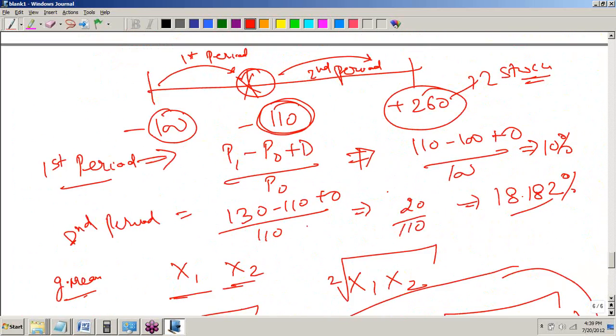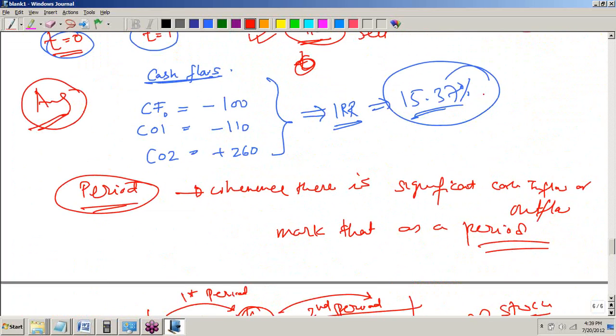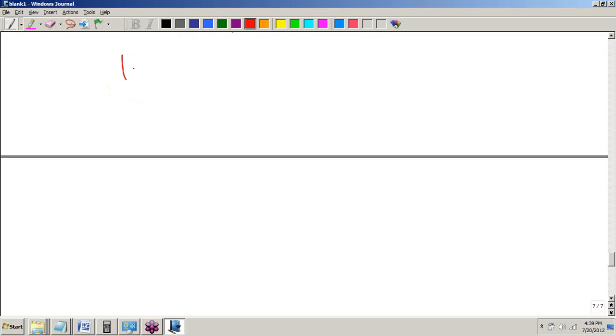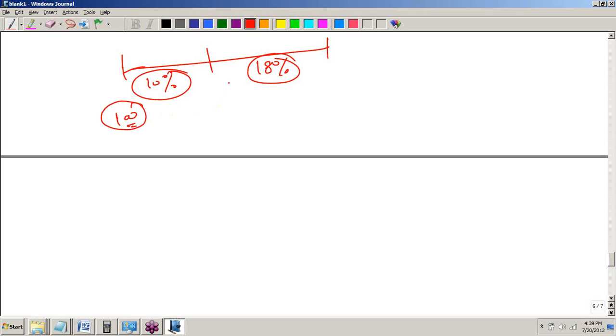So this is your time weighted return. Your money weighted return was how much? 15. Your time weighted return is 14. So does it mean that IRR or money weighted return will always be more? No, it is not the case. It depends on the scenario. If you see over here, what was the scenario? The first period we had a return of 10%. Second period it was 18%. Your investment here was 100 only. Here your investment became 110 plus 100, and at this time it is 2 times of this, so your investment was 220.